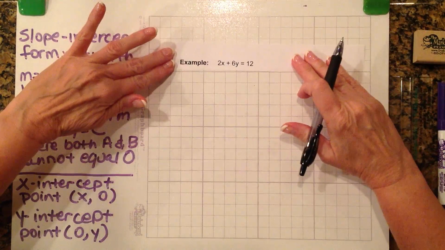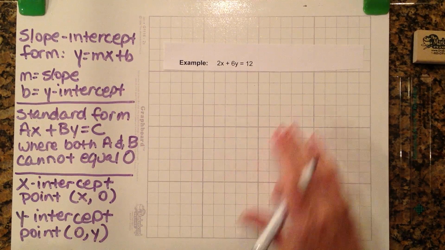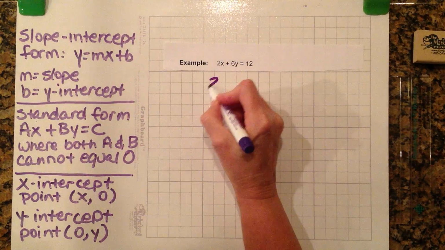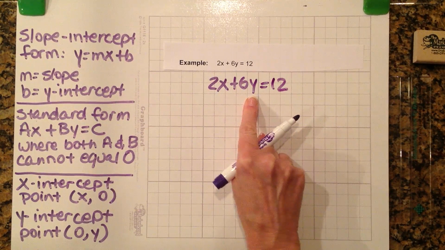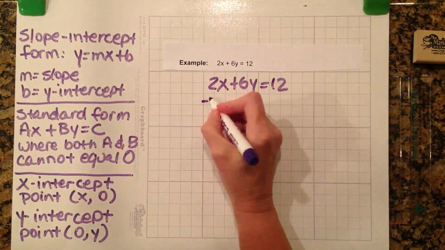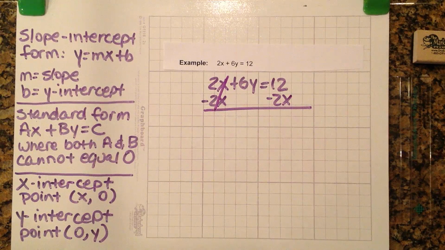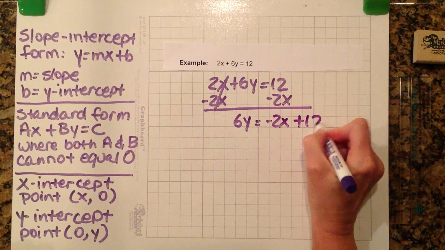I have it right here. 2x plus 6y equals 12. Now I want to graph that equation. So what I want to do is get it in the slope-intercept form, y equals mx plus b. That way I can easily graph it. I want to solve for y, so I need to get rid of that 2x. I'm going to subtract 2x from both sides. That cancels that out, and I'm left with 6y is equal to negative 2x plus 12.